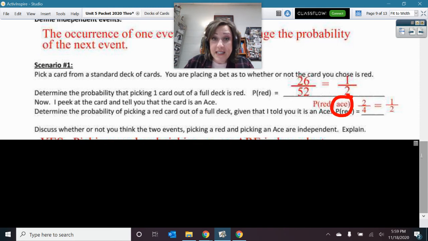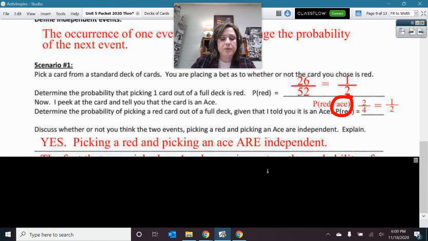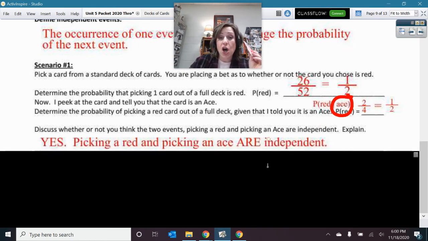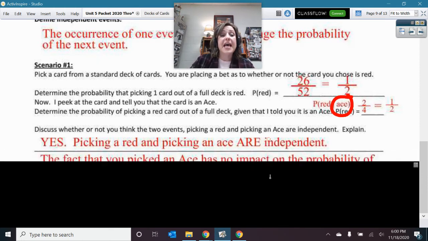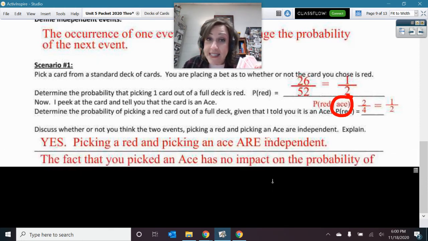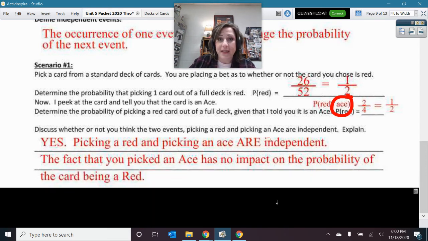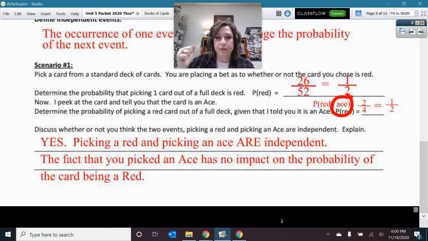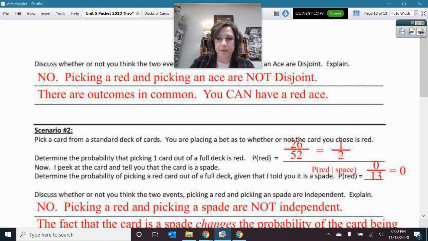So look here. Therefore, let's discuss the concept of independence. Are these 2 events of picking a red and picking an ace independent events? Well, yes. Picking a red and picking an ace are independent because the fact that you picked an ace has no impact, does not change the probability that the card is red. Done. There we go.